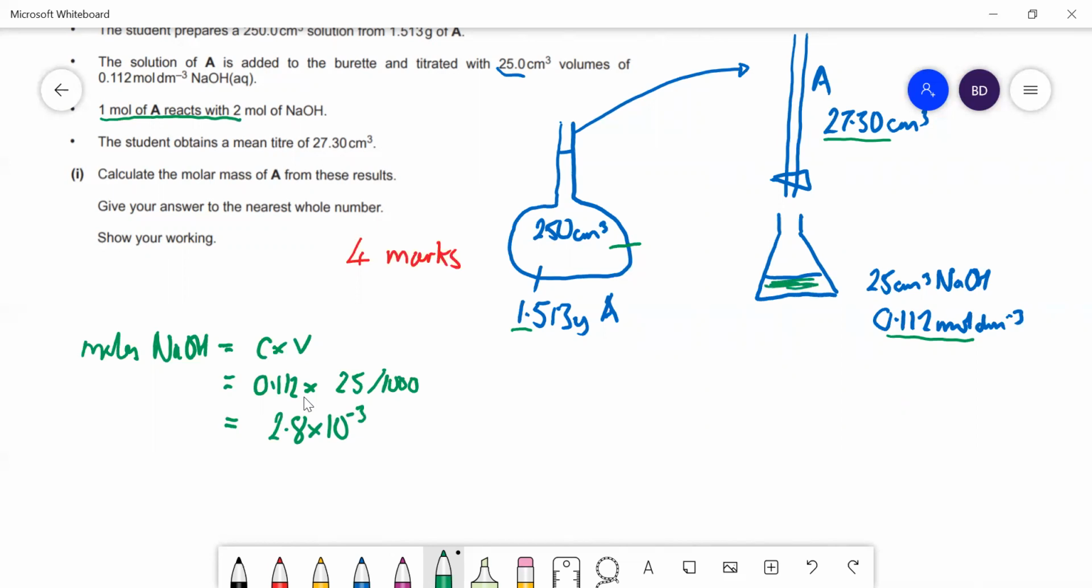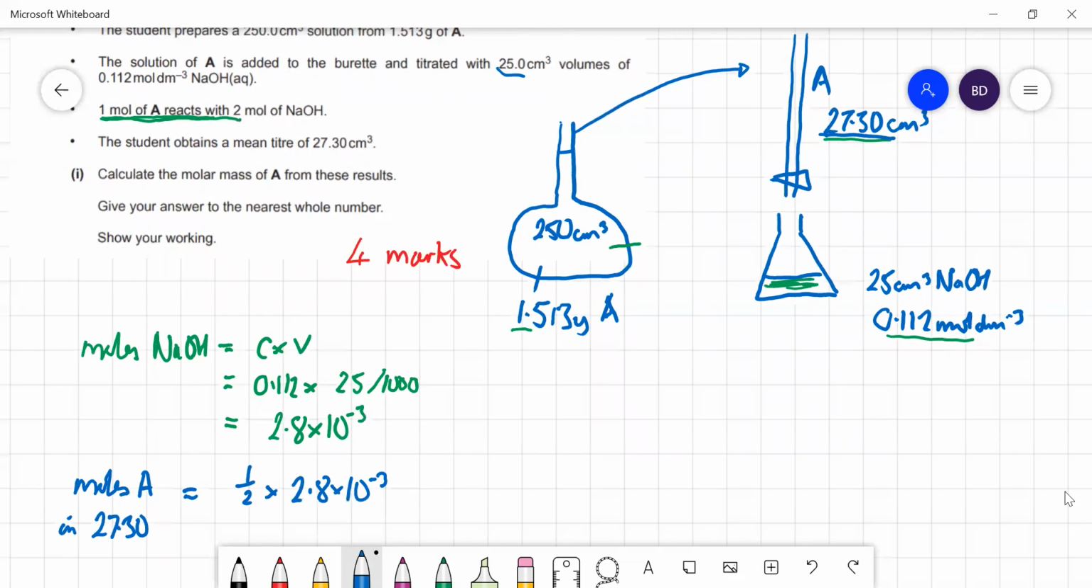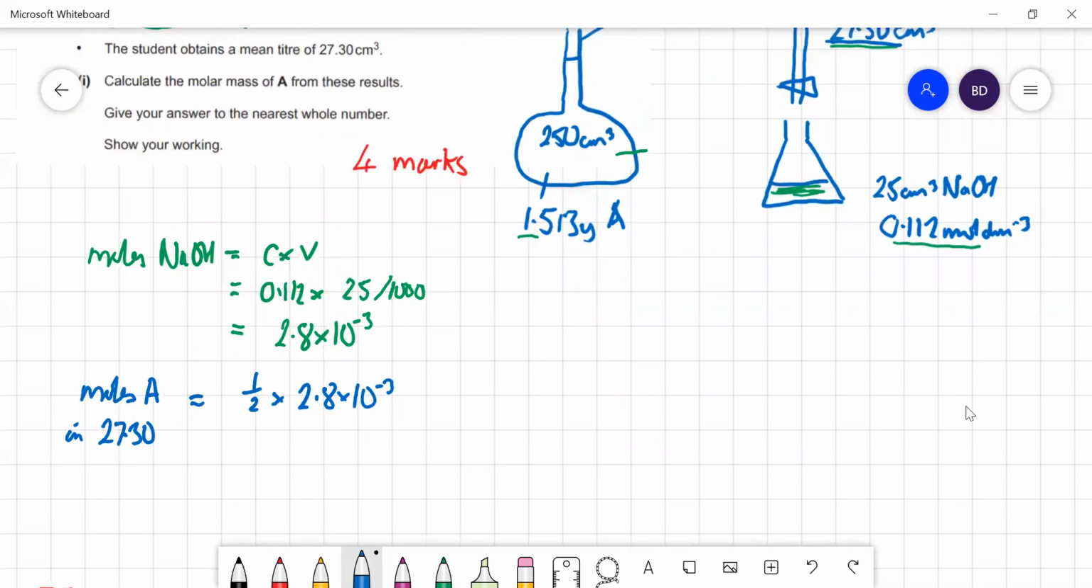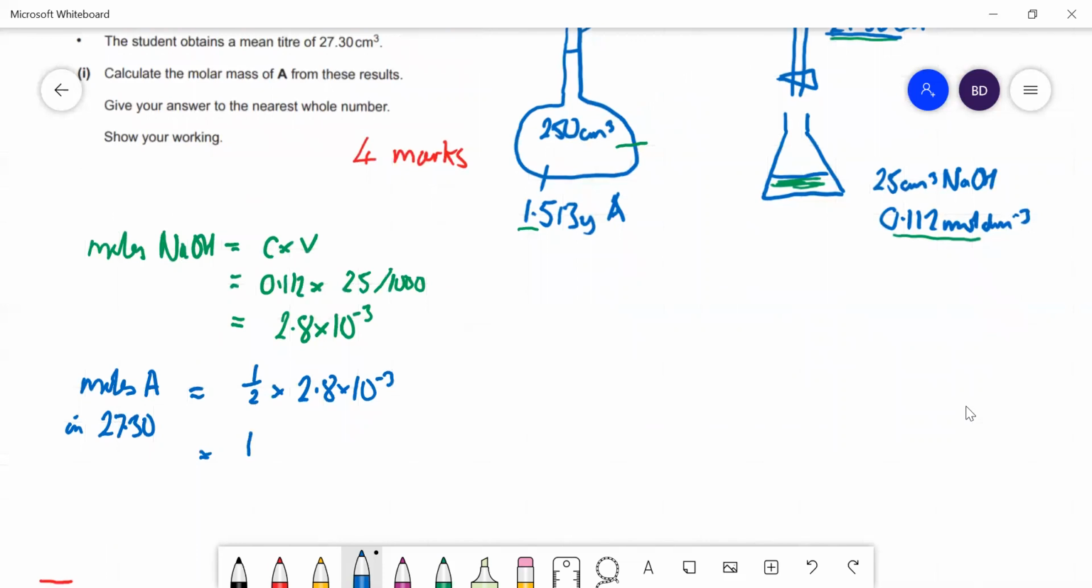Right, how many moles of A is that going to react with? Well, it tells us here, 1 mole of A reacts with 2 of NaOH. So I'm going to write down the moles of A. That's going to be in this titer of 27.3. Is equal to a half times 2.8 times 10 to the minus 3. So that is going to be 1.4 times 10 to the minus 3 moles of A.